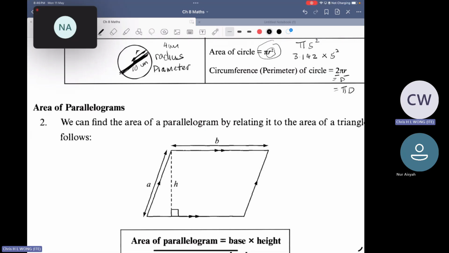Okay, we have circle. We have square, rectangle, circle. Now one more before you start doing area of parallelogram.